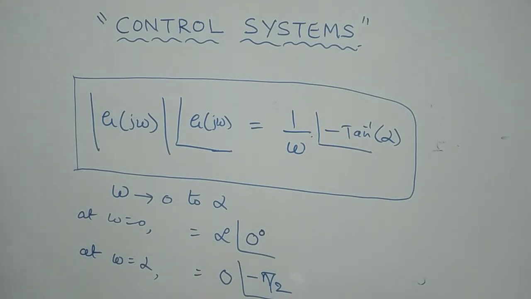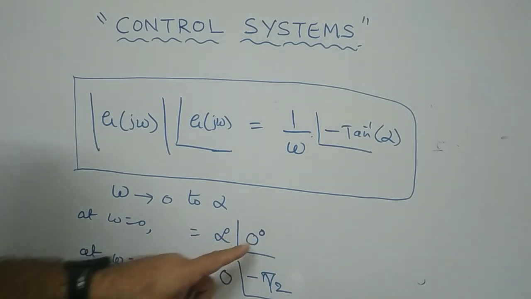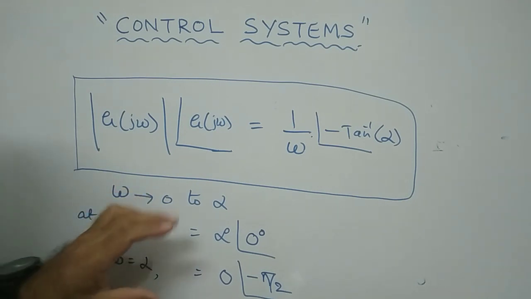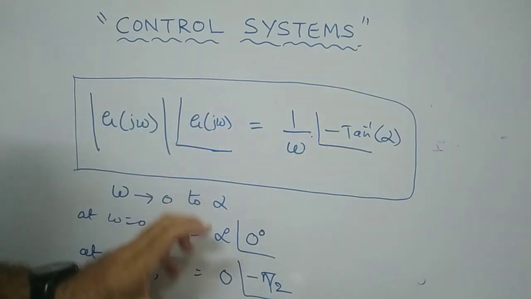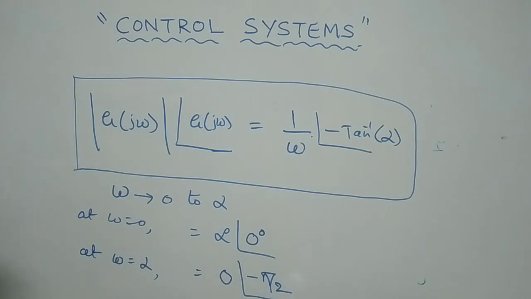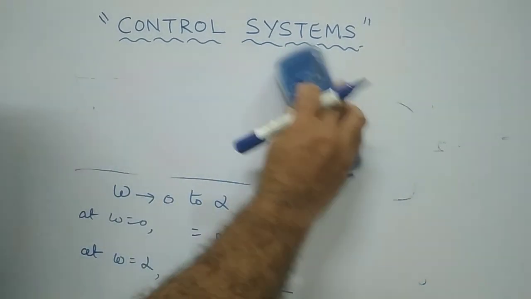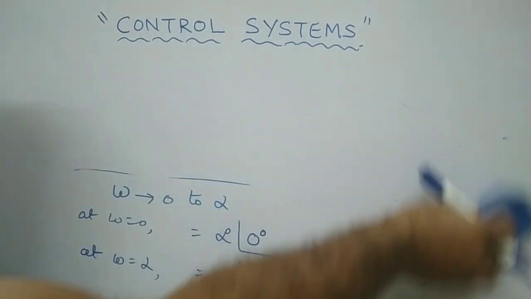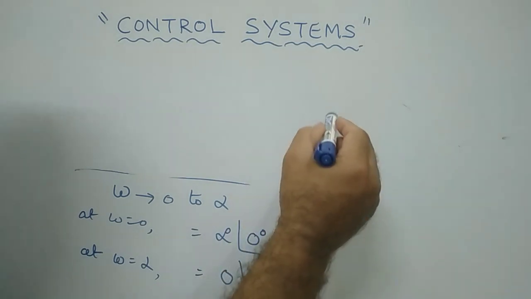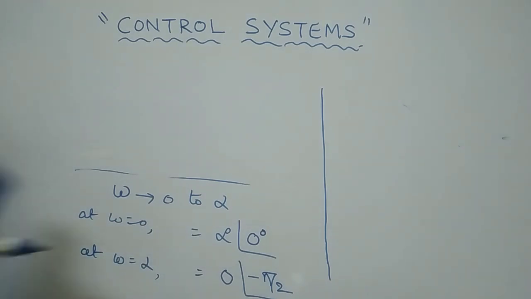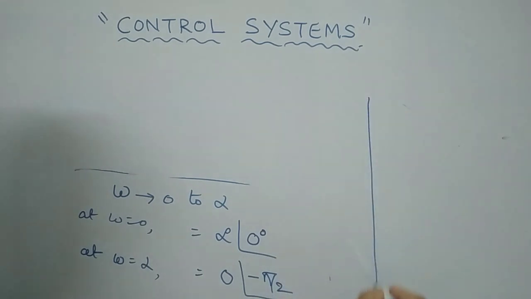Therefore, these are the values of magnitude and phase angles for different values of angular frequency from 0 to infinity. If you represent these values on the graph, how will your polar plot look? Your graph is something like this.